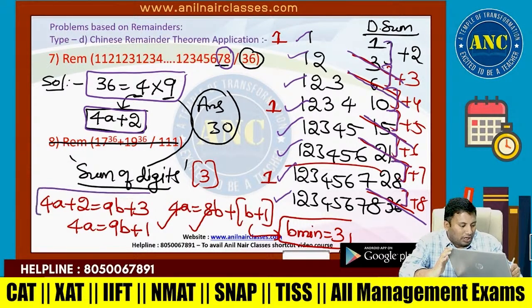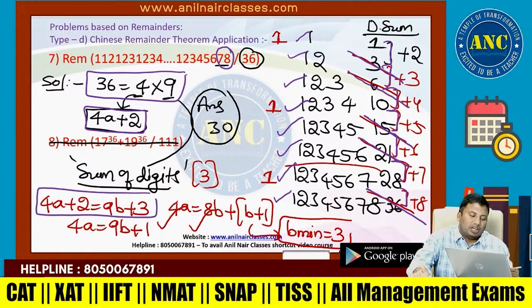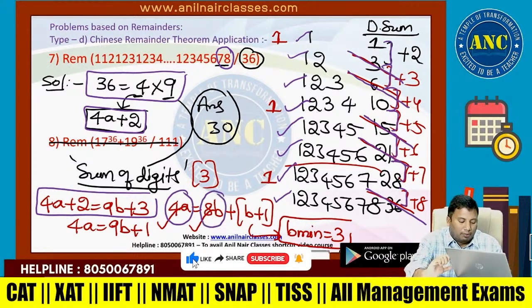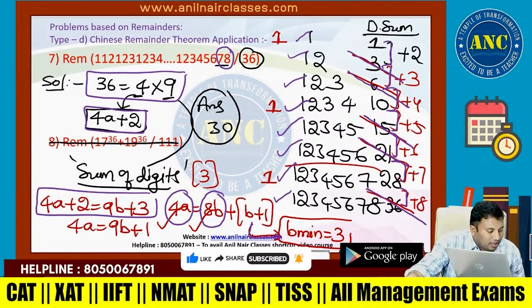4a plus 2 equivalent to 9b plus 3. 4a equivalent to 9b plus 1. 4a is 8b plus b plus 1. These divisible by 4. These divisible by 4. B minimum should be 3. 9 3s are 27. 27 plus 3.